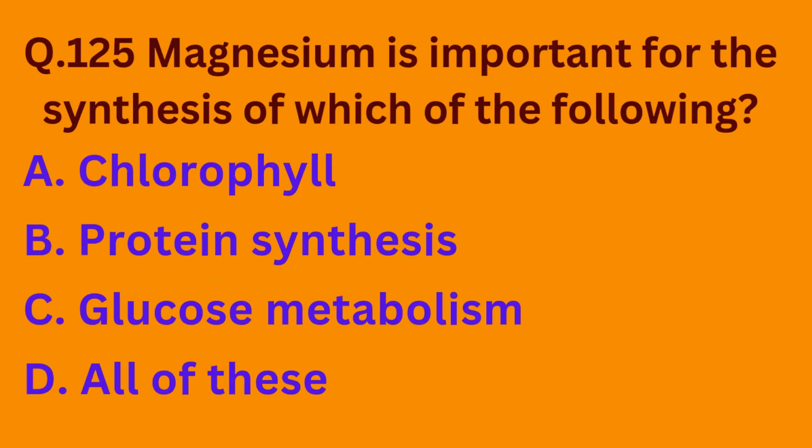Question number 125. Magnesium is important for the synthesis of which of the following? Option A, chlorophyll. Option B, protein synthesis. Option C, glucose metabolism. Option D, all of these. Basically, magnesium is important for synthesis of chlorophyll. The correct option is option A.